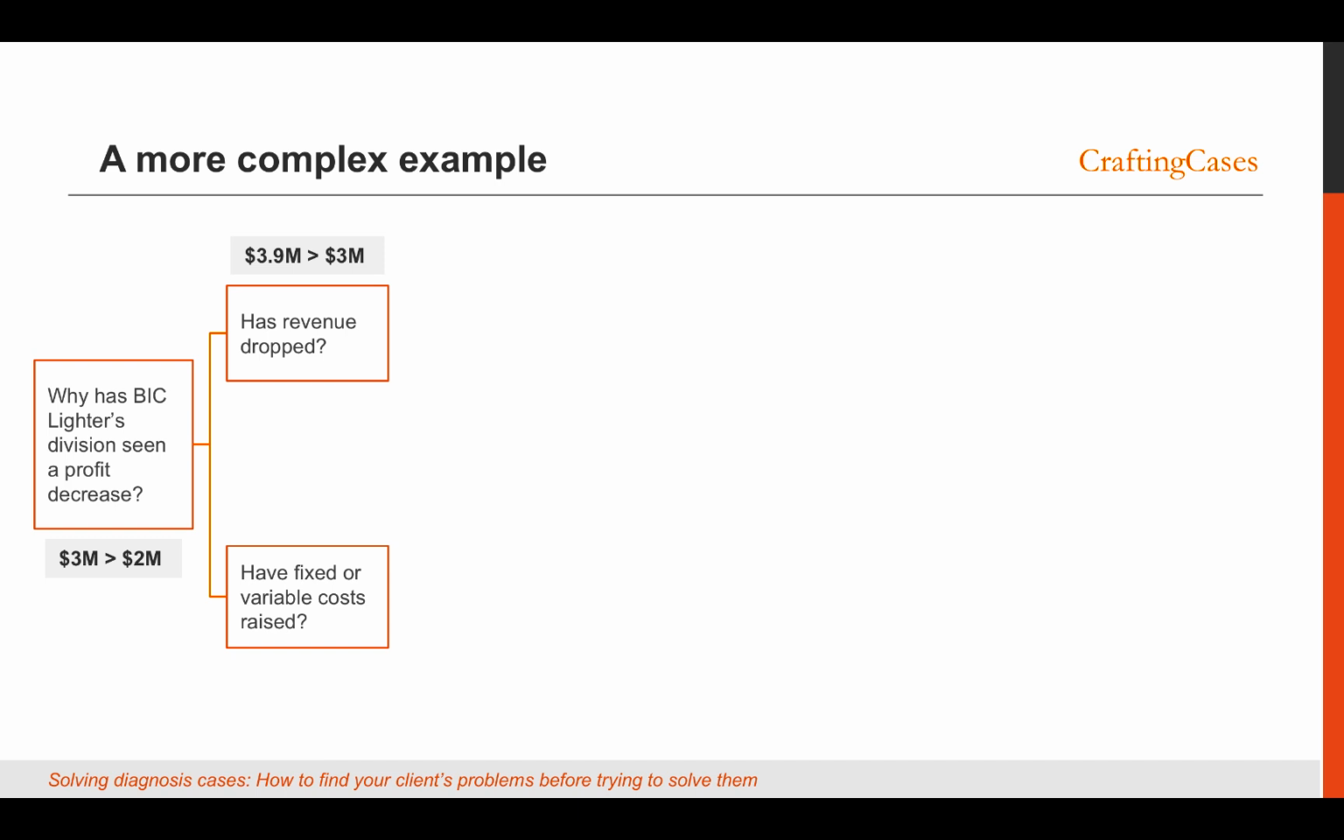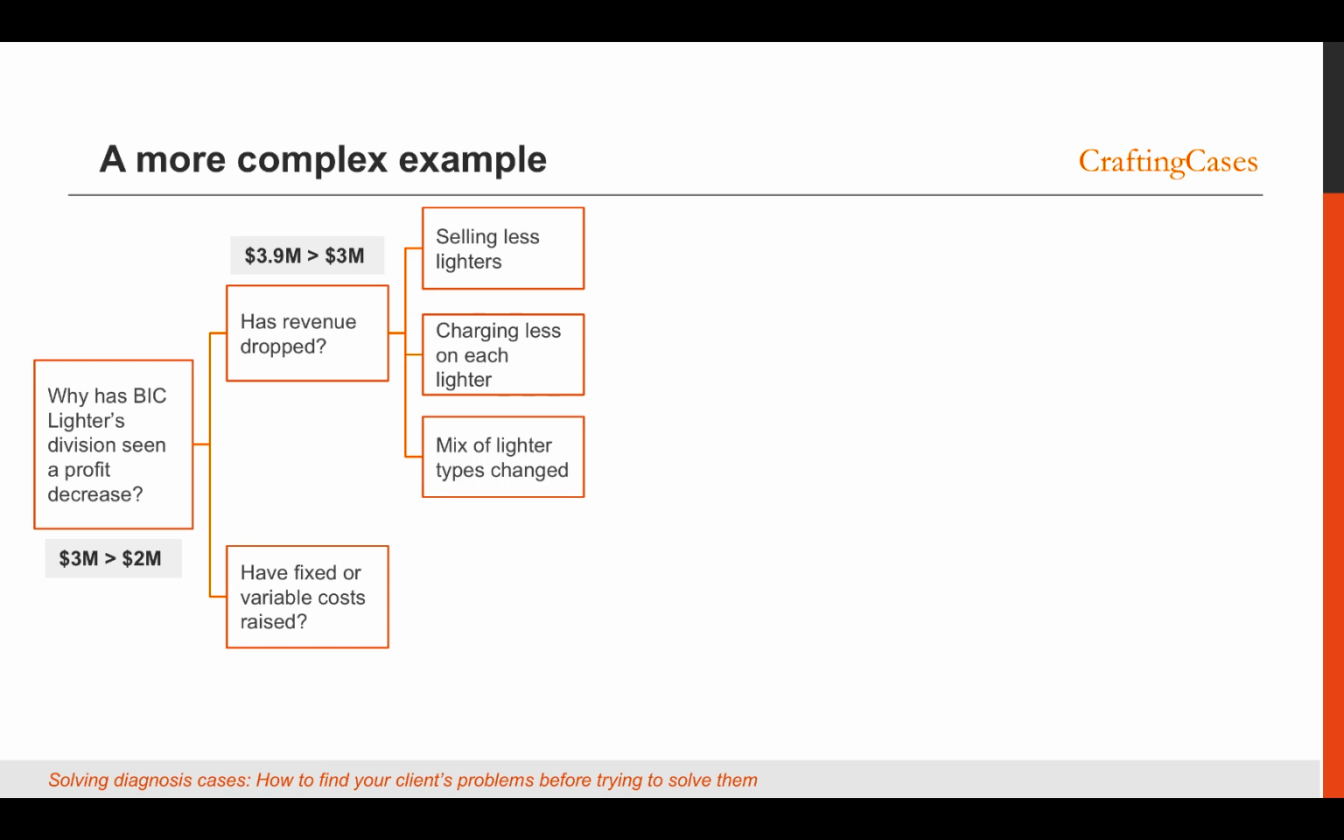So I'm going to explore revenues first. If revenues have dropped, my guess is that we're either selling fewer lighters, or we're charging less on each lighter, or the mix of lighter types has changed. So we used to sell the big lighters and now we're selling the small lighters. That gives us a smaller profit margin.